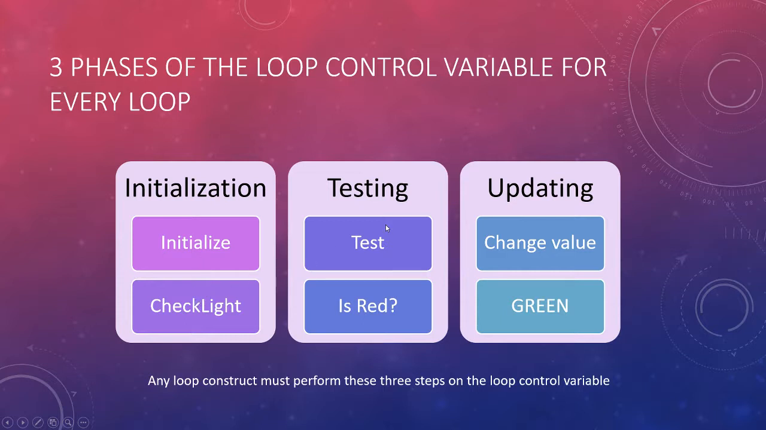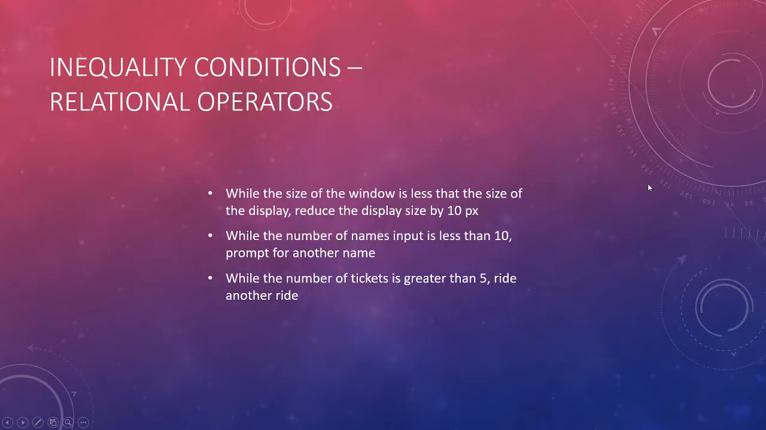Then we have to test that variable. Is it red? Is what we tested for in our case. And then through some external process in this situation, that stoplight value can be updated and the value can change to green. That's why we're going to keep checking it. So we have to have all three of these things happening with the variable that's controlling our loop structure. It has to be initialized, we have to test it, and it has to be updated as part of our looping. You'll see what I mean.